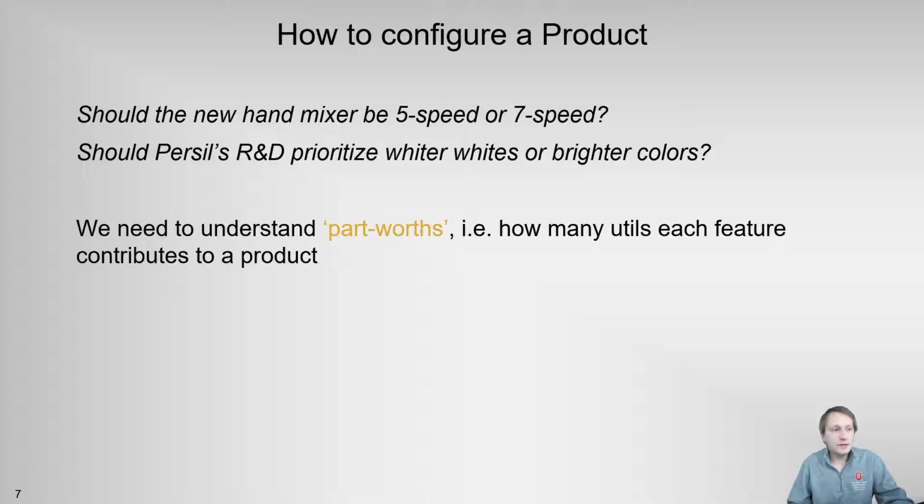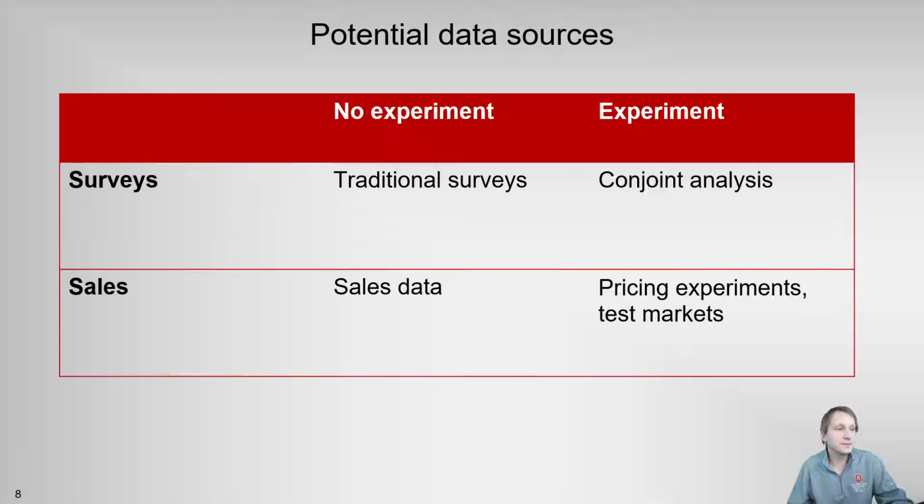So how do we do that? Well, one key ingredient that we need is to understand the so-called part worth. That is, how much each of these features and feature levels contributes to the overall value of the product or the propensity to buy a product.